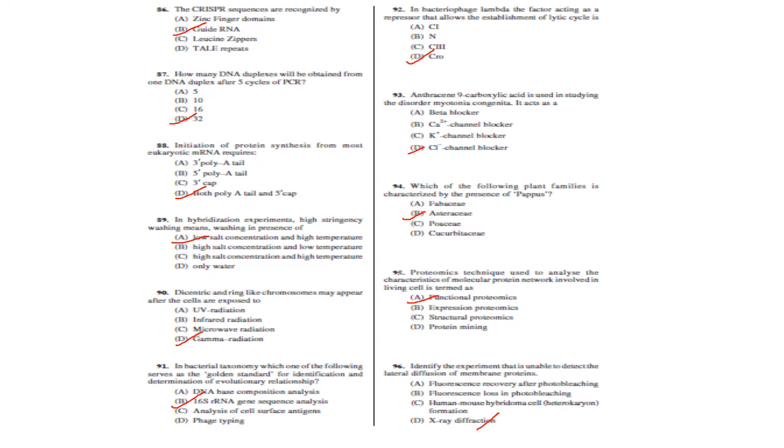Then, initiation of protein synthesis from most eukaryotic mRNA requires both poly A tail and a 5' cap. Answer is D. Then next one.